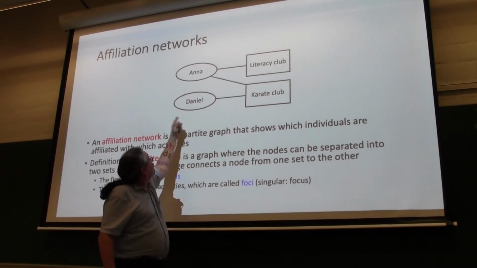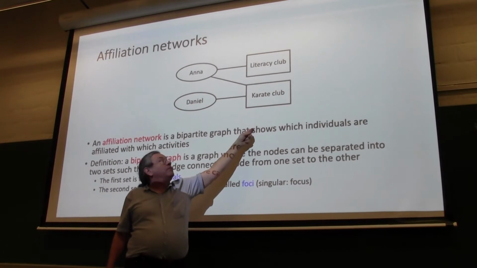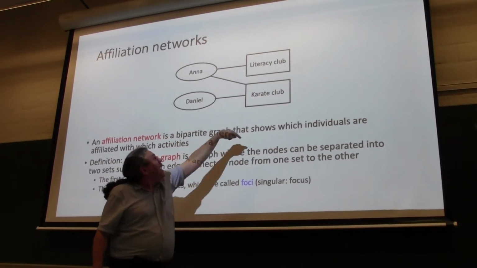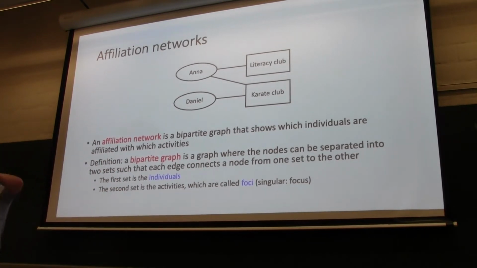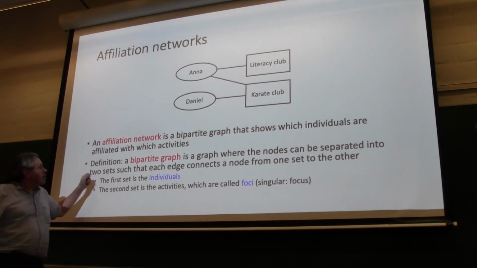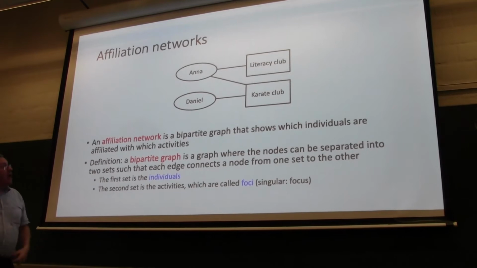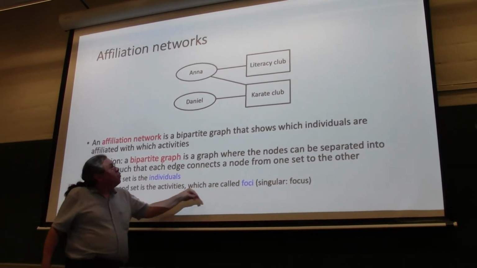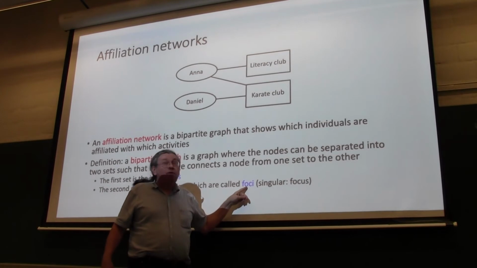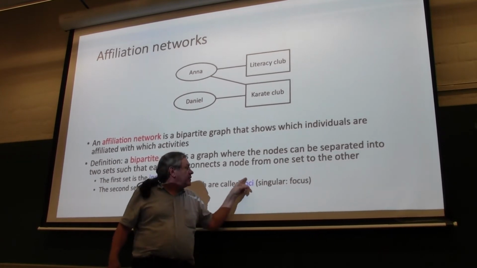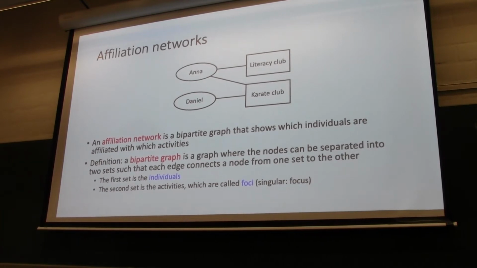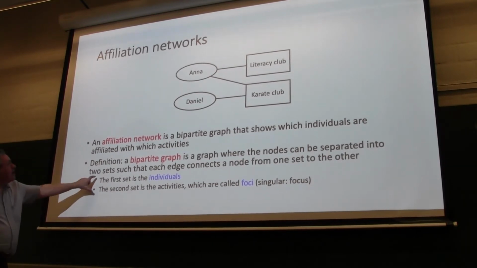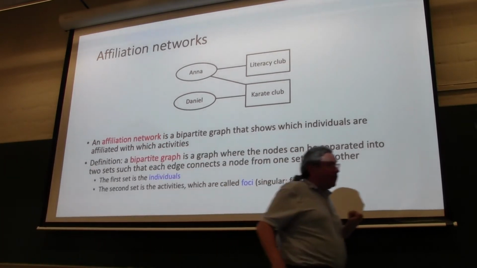So you only have edges from people to activities, but no edges between people and no edges between activities, okay? So it's bipartite, so there's like two parts, and you only have edges between them. So you have the individuals, and then you have the activities, which you can call the foci, the focus. The focus is the thing that people are interested in, like karate club. So this is a bipartite graph.